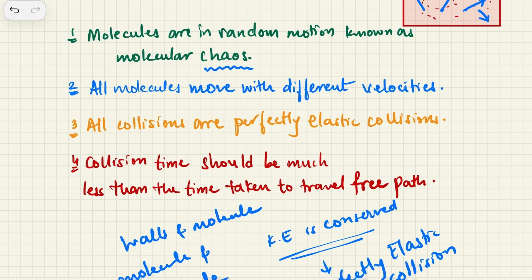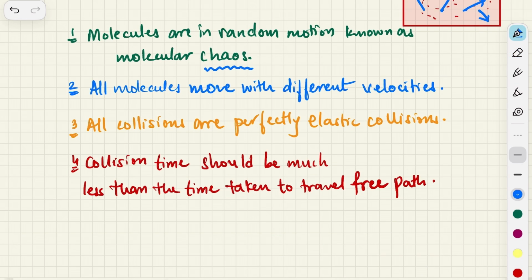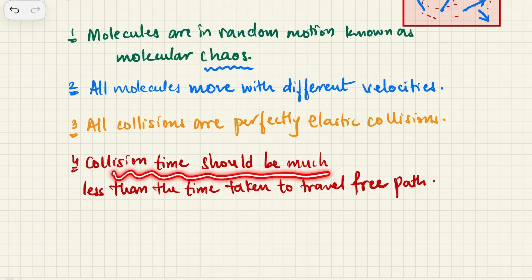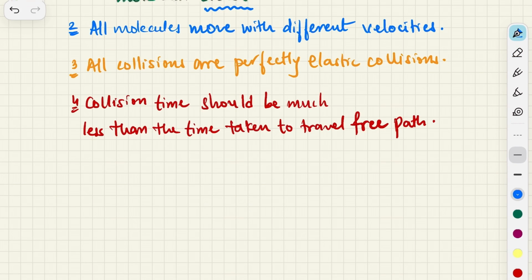Then we have the fourth assumption, in which it says that the collision time must be much less than the time taken to travel the free path. Now what does that mean? Let's see, if there is one molecule here, let me do it in a different color.